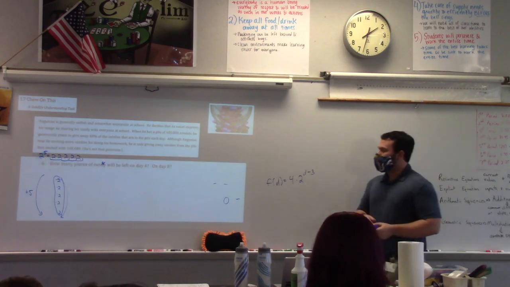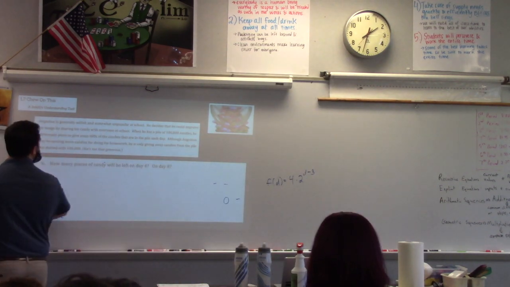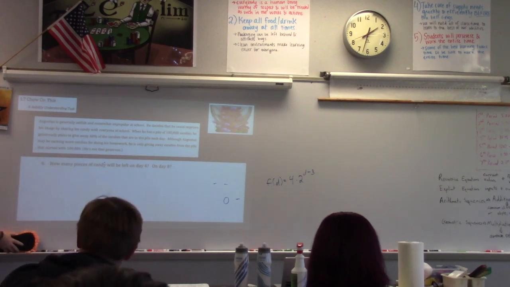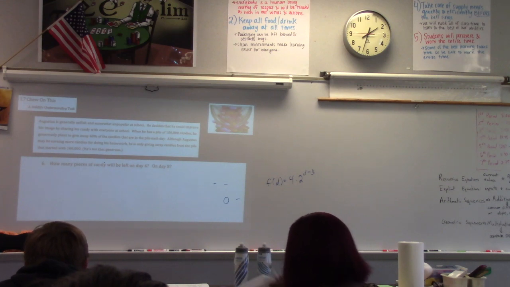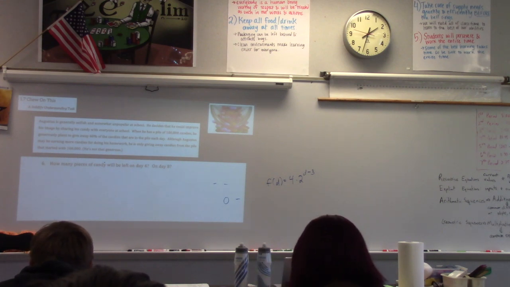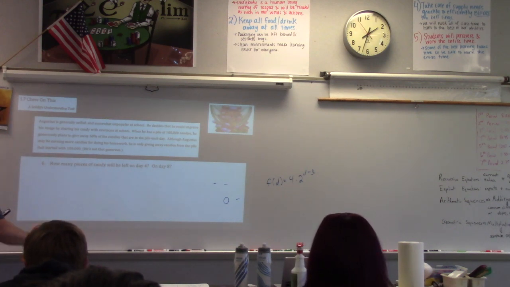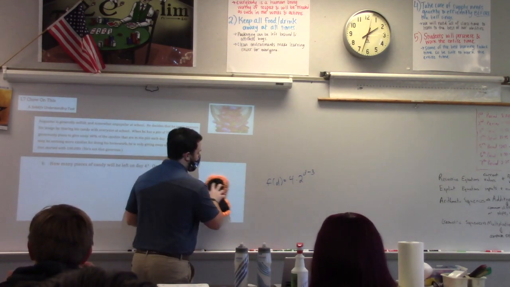So we're moving on to a new situation today. Augustus is generally selfish and somewhat unpopular at school. He decides that he can improve his image by sharing his candy with everyone at school. When he has a pile of 100,000 candies, he generously plans to give away 60% of the candies that are in the pile each day. Although Augustus may be earning more candies for doing his homework, he's only giving away candies from the pile that he started with, the 100,000.